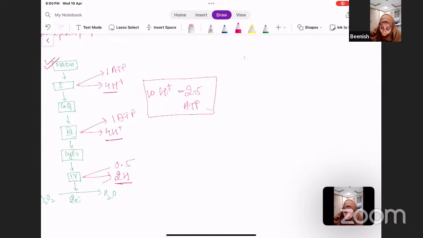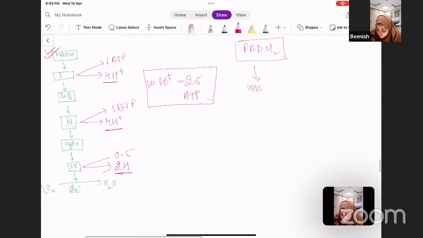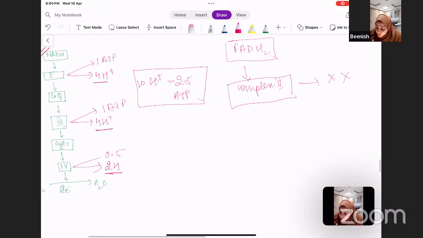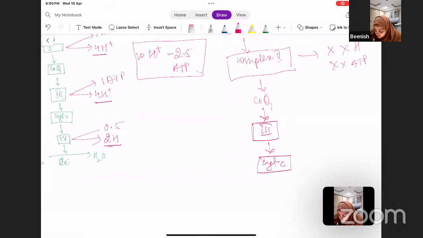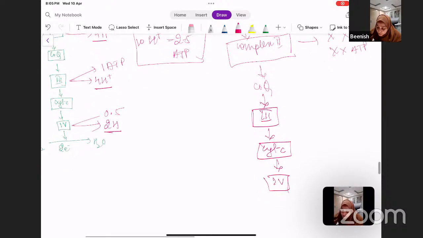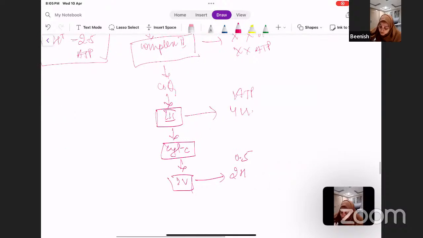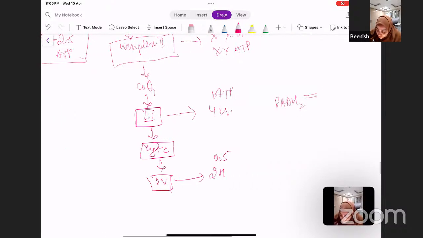Now, for FADH2, it will be entering via complex 2, okay? And complex 2 does not act as a proton pump, so no hydrogen pumped, so no ATP formed. Now, it gives its electrons to coenzyme Q, and then to complex 3, and then from complex 3 to cytochrome C, and from cytochrome C to complex 4. So, complex 3 will pump 4 protons, which means 1 ATP, and complex 4 pumps 2 protons, which means 0.5 ATP. So for FADH2, we get 1.5 ATP, that is 1 ATP less than NADH. Okay.